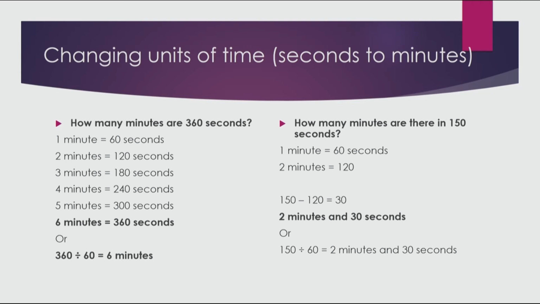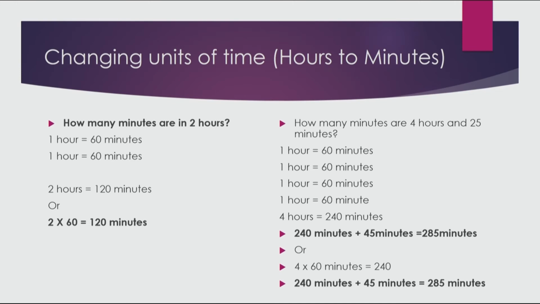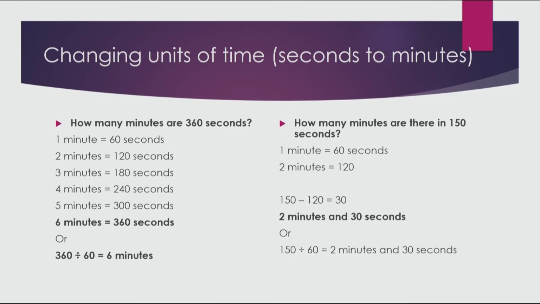The other method is you can say, how many 60s are there in 150? So you say there are 2 60s and then remainder 30. There are 2 minutes, remainder 30. Or you can simply say 150 divided by 60 equals 2 minutes and 30 seconds. I hope you're getting there. Okay, so we have known how to change the minutes to seconds and also seconds to minutes.